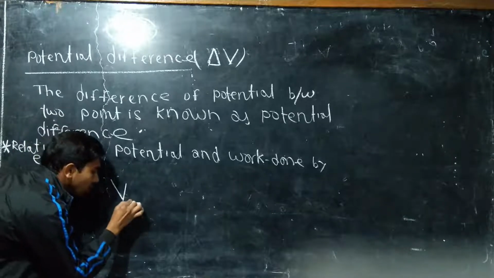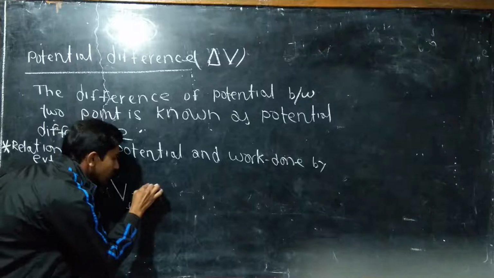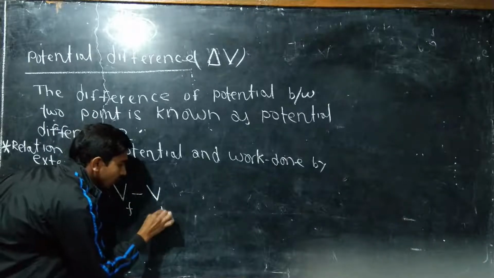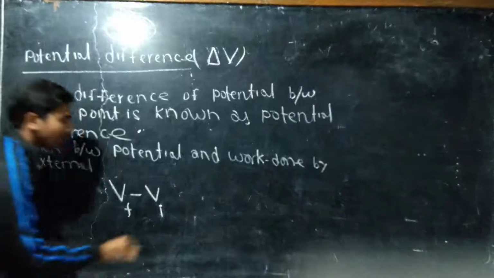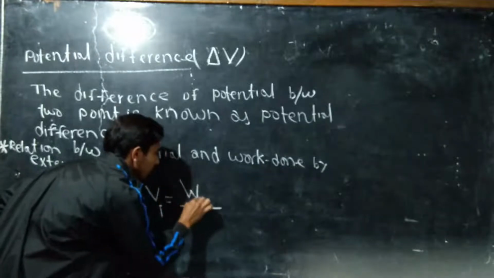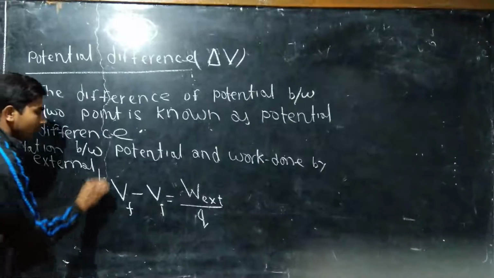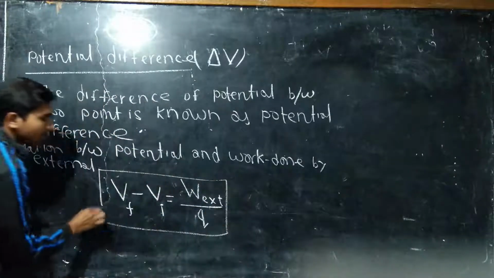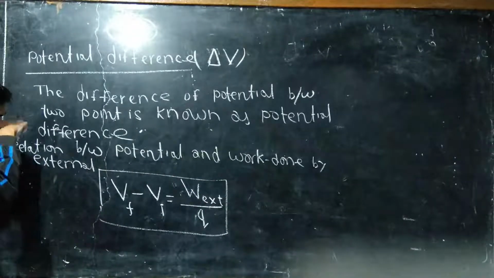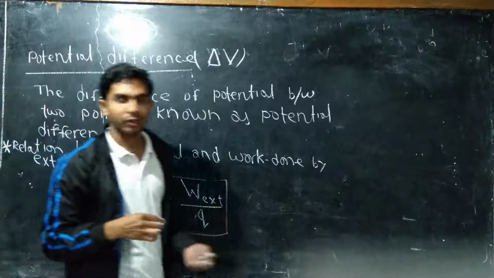So the difference of potential, that means V final minus V initial, and this V final minus V initial is W external by Q, right? This is the relation, you just have to remember it, okay? So what is W external, what is Q, this we are going to understand, right?